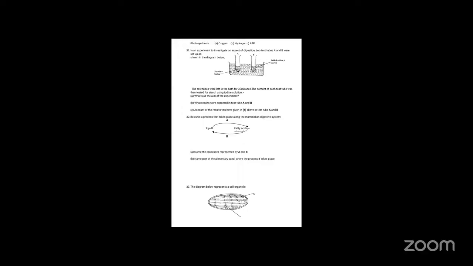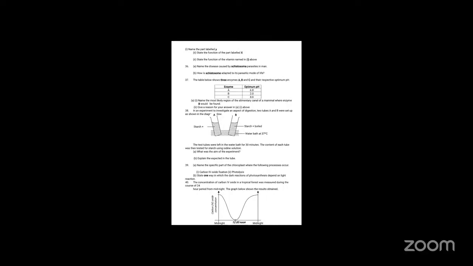So name the part in the alimentary canal where these processes take place. Hizi process zote huwa zina take place mahali kunaitwa duodenum. We are going to look at the duodenum when we'll be discussing the digestive system of a human being, okay? Yes, so we look for another question.